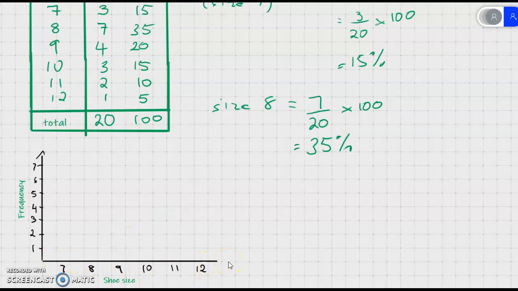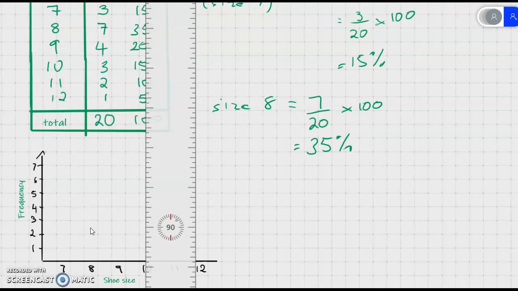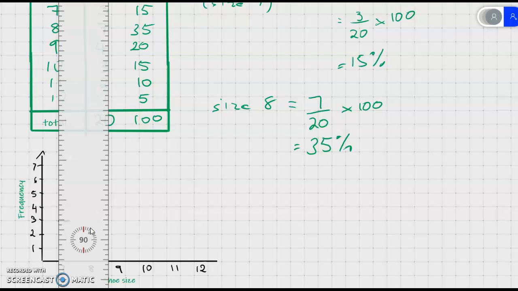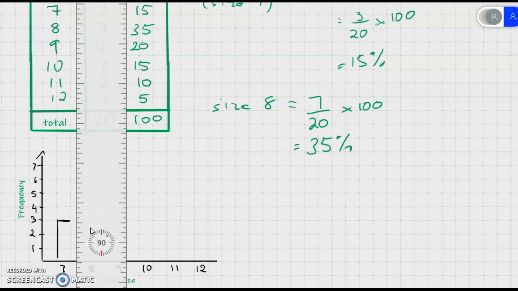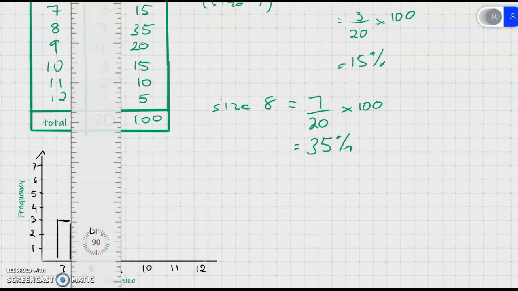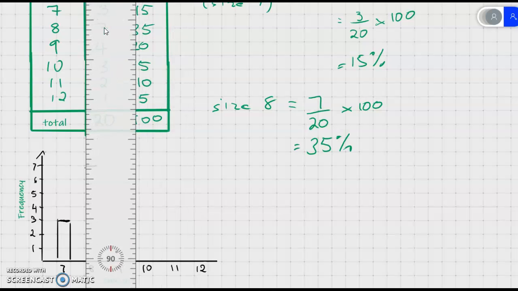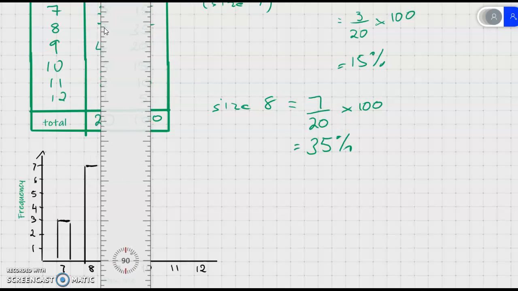Now I'm going to add my bars. If I look at the first one, it goes up to 3. So size 7 has 3. I'm going to want to get my ruler handy. And 7 goes up to 3. So I'm just going to draw a little dash there, and then I will draw my bar up to 3. The next one is 8, and it had 7. So again, I'll put myself a little marker there and then draw the rest of the bar with my ruler, so it helps it look tidy.